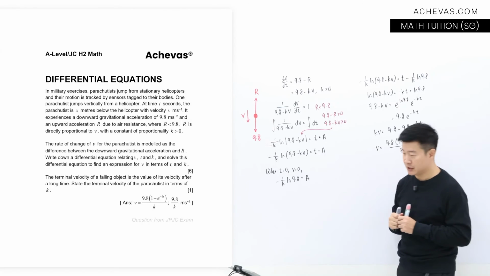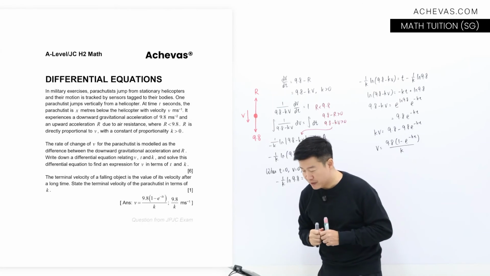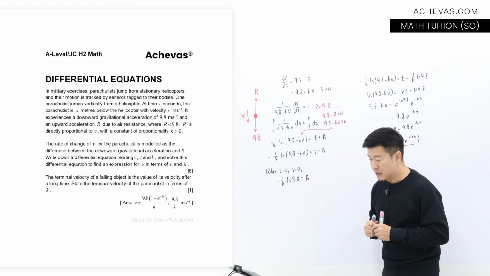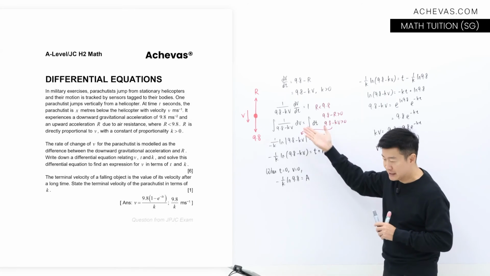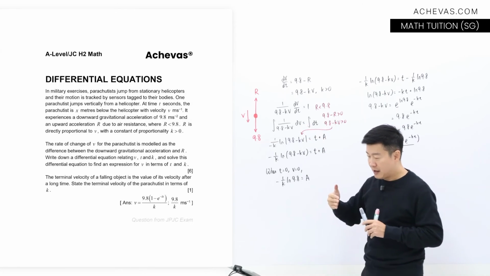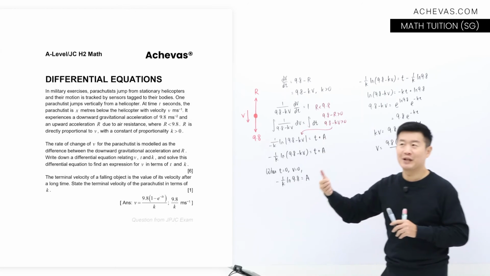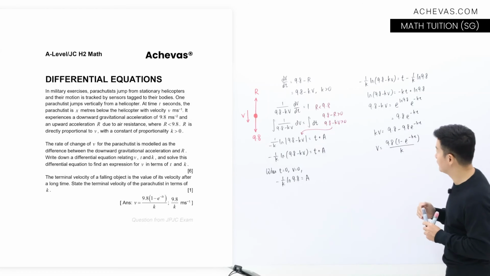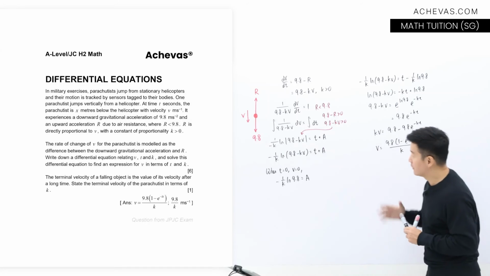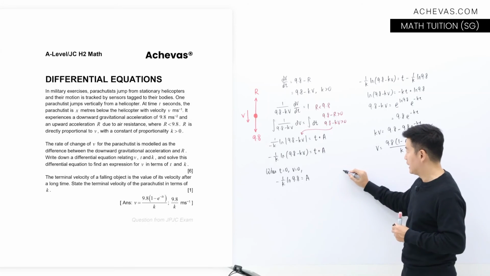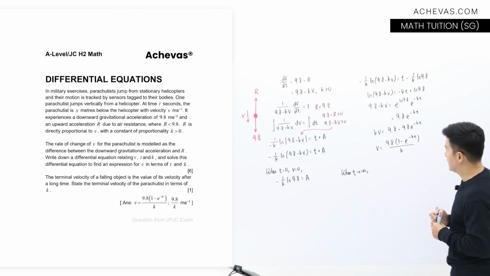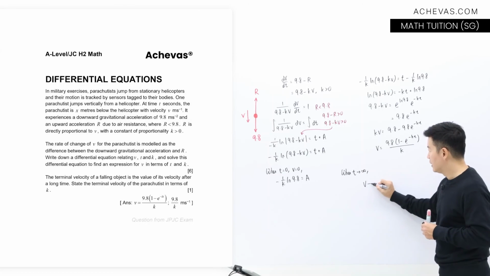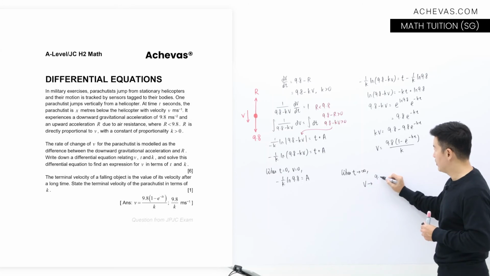We have a second part of the question. The second part requires us to find the terminal velocity, which is the velocity that the falling object, in our case the parachutist, is going to be experiencing after a long time. So that is when t tends to infinity, terminal velocity. So we want to find the terminal velocity of this parachutist by letting t go to infinity. So when t goes to infinity, we have v that will become 9.8.